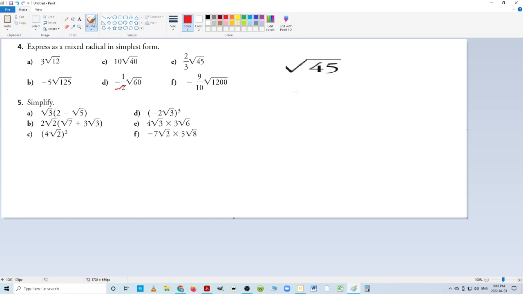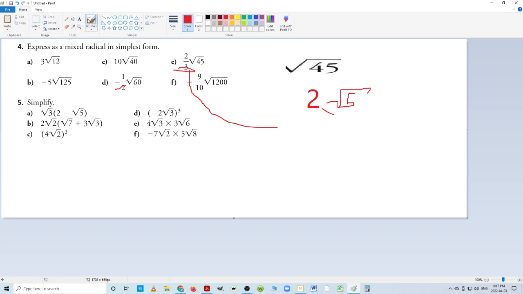4 times something, 4 times, nope. So what's the next one? 9 times 5, obviously. So I had a little brain fart there. Square root of 9 and 5, so I get 3 square root of 5. And when I take this 3 and multiply it by 2/3, the 3's cancel out. And I'm left with just the 2. So this whole thing simplifies to 2 square root of 5.